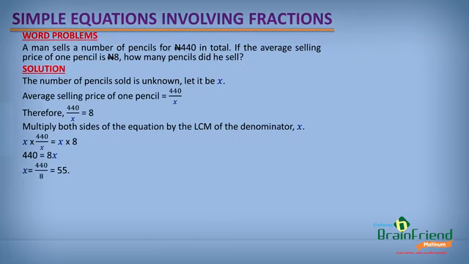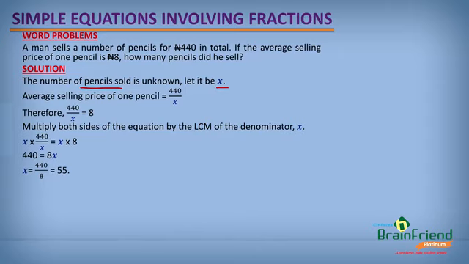So our first word problem. A man sells a number of pencils for 440 naira in total. If the average selling price of one pencil is 8 naira, how many pencils did he sell? The first step, as we said, in solving word problems is to designate a letter to the unknown. So the number of pencils sold is the unknown. So we say let that be x.